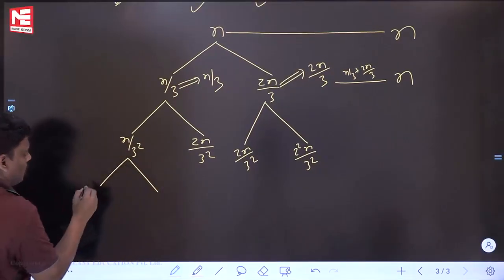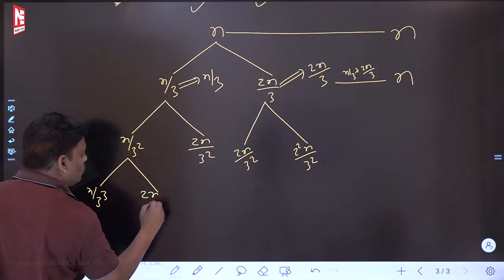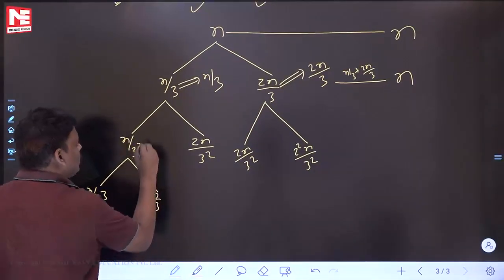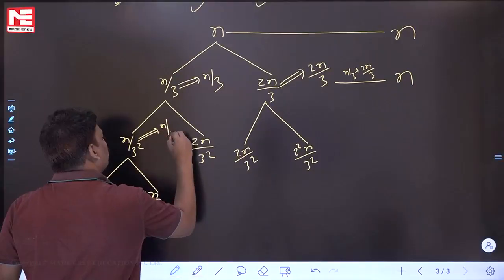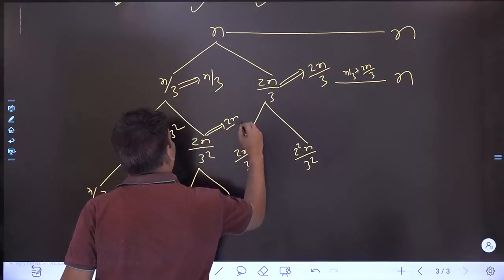Left multiply by 1 by 3. What is the answer? n by 3 cube. Right multiply by 2 by 3. What is the answer? 2n by 3 cube. But n by 3 square will take n by 3 square time. Same way here also, this will take 2n by 3 square.